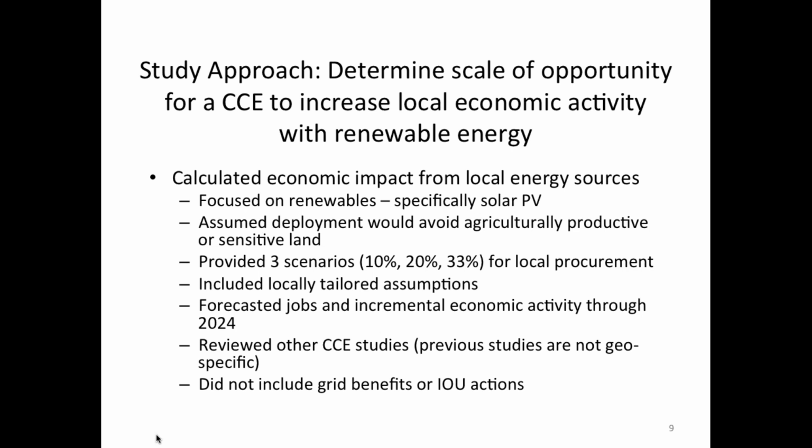For local procurement, we looked at 3 different scenarios so that decision makers could evaluate across a scale what type of impact may be beneficial for their communities and what level of purchasing may be something that would achieve their goals. So those scenarios specifically were 10%, 20%, and 33% of the total electricity that a CCE could purchase would come from local renewable sources. So those are the 3 scenarios. And of course, one could interpolate or extrapolate from those 3 scenarios.